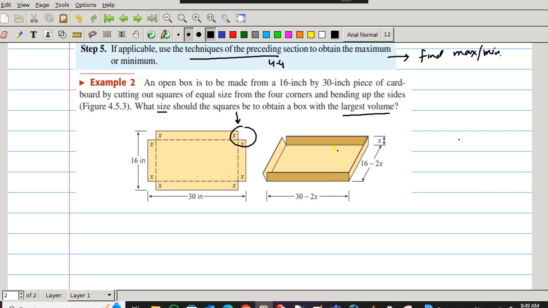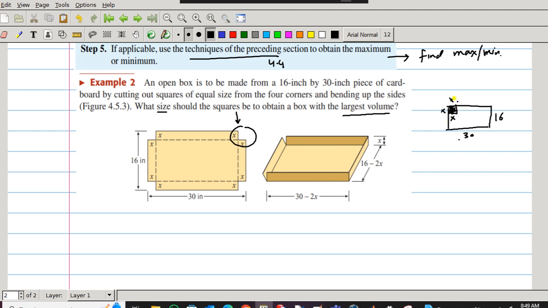Okay. So the size of the sheet was given to me. The complete sheet was 16 inch by 30 inch. So this was 30 inch, this was 16. Because we are cutting squares from the sides, and squares have the same side, we don't have to call it X and Y. We can just call it X and X. The side of the square is X by X. So just let X be the side of the square.